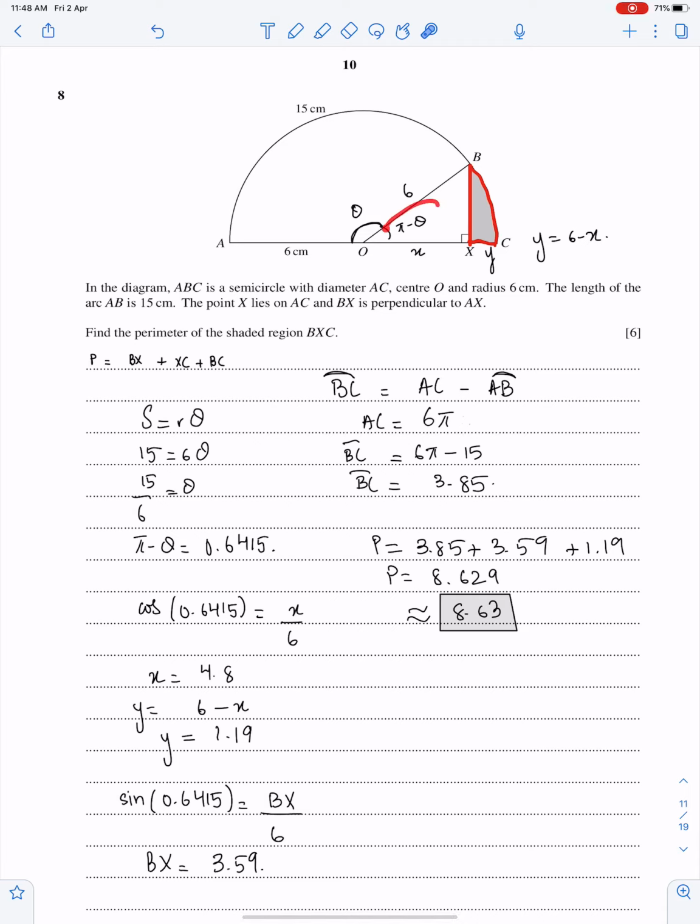So first get this angle. Number 1, get this angle. We have arc length, we have radius, we can easily get this theta. This theta is 15 upon 6. And this angle will be pi minus theta, because the total angle is pi. So this angle is 0.6415.